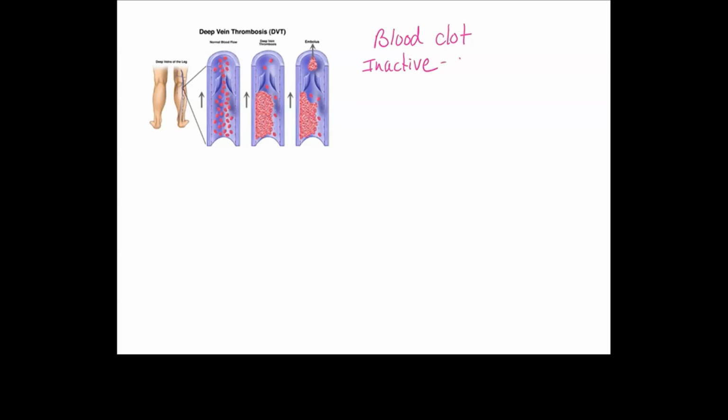When you're inactive, your skeletal muscle pump and respiratory pumps are not doing much. So you tend to get a lack of blood flow in the veins. The blood can actually become stagnant in the veins. And this is especially true in the legs. This typically happens in the legs.